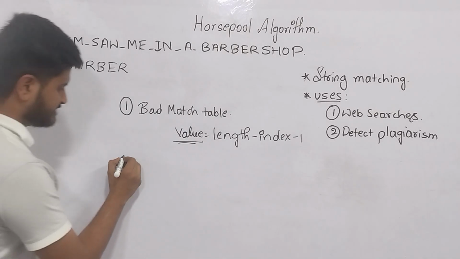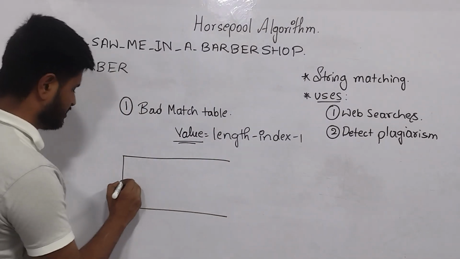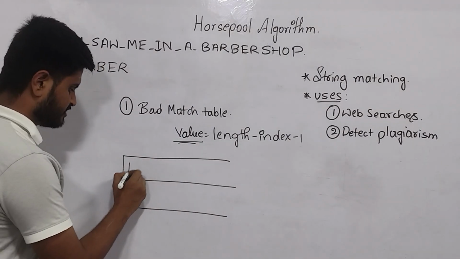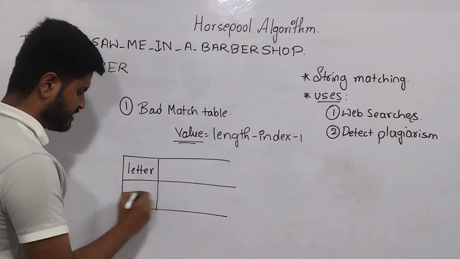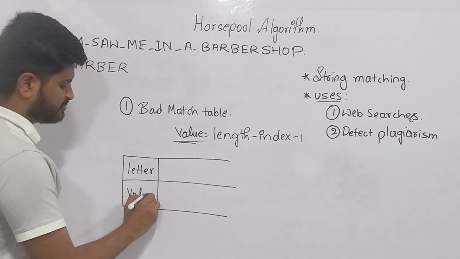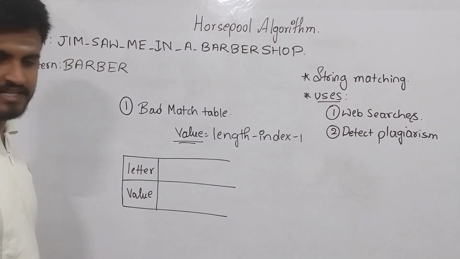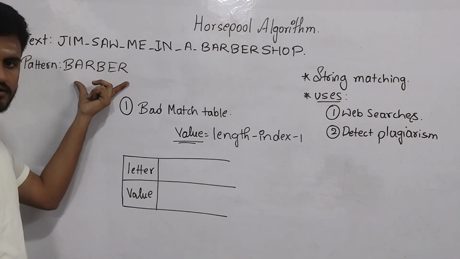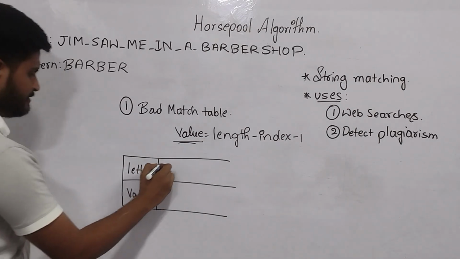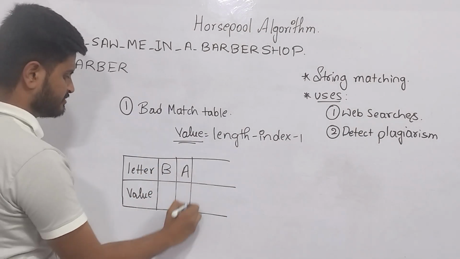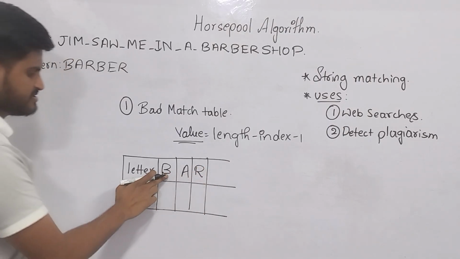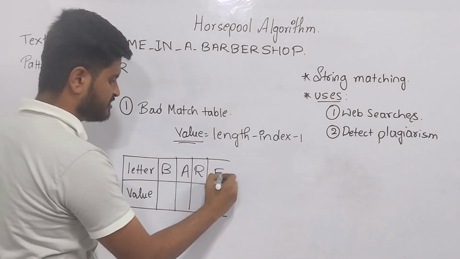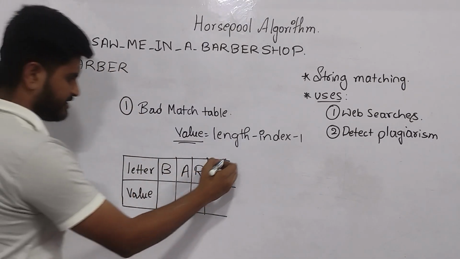Now let's construct the bad match table. In this table we will have two rows. The first one is letter, and the other is value. You will find the value for each and every letter. The pattern given here is BARBER. The letters in it: B is there, next A, R, again B, but there is no need to write it again since B is already here. Next E, so you must write it, and R is already written.